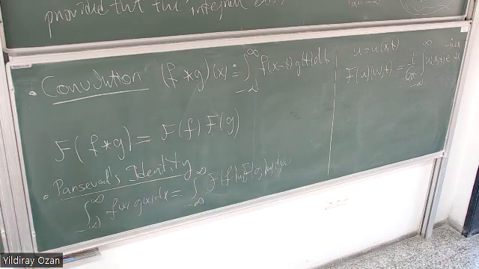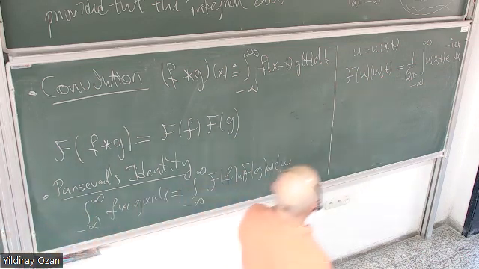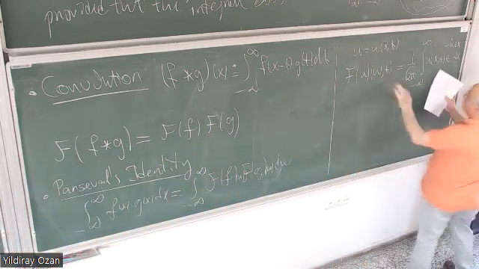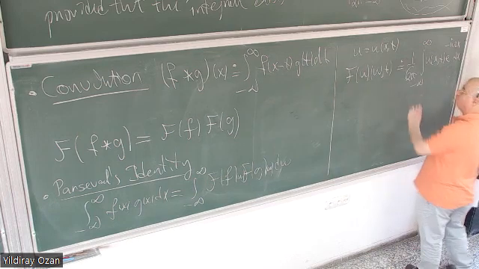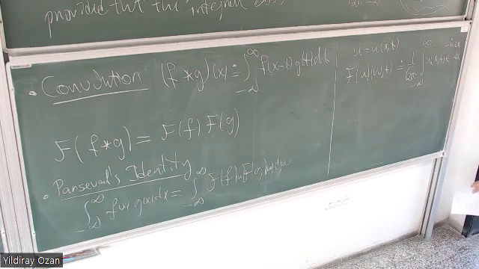So what was our definition? Here it is the definition. Instead of f, I have u x t. Okay, so function of two variables, right? This is the definition of Fourier transform. And then we do the following.